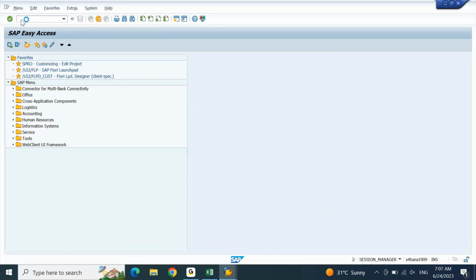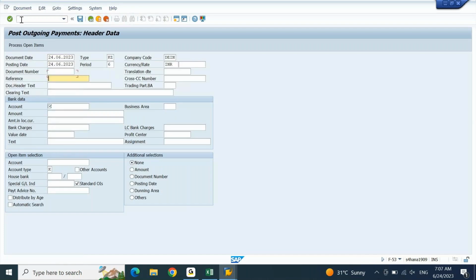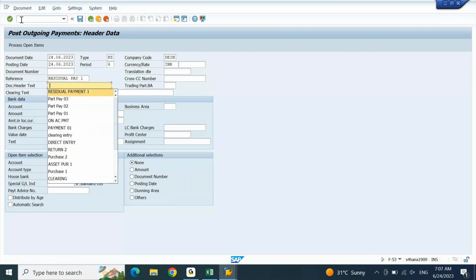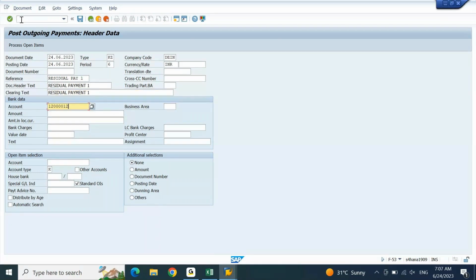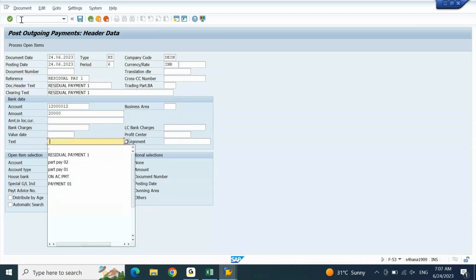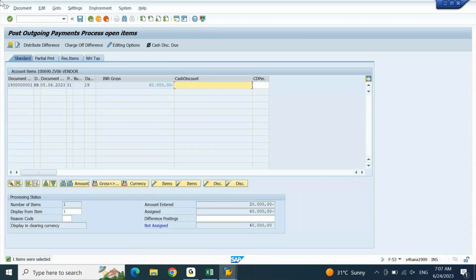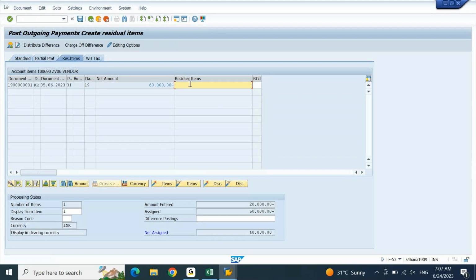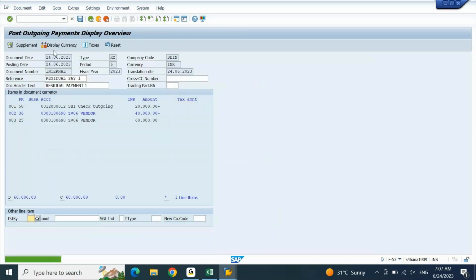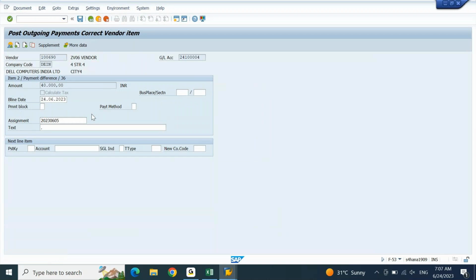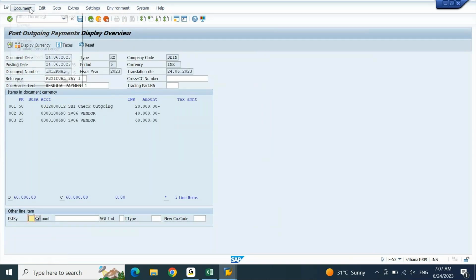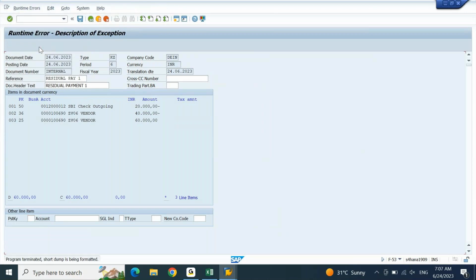F-53, KZ. Residual payment, amount 20,000. Put a profit center. This one, residual payment minus 40,000. Simulate. Simulate general ledger. Still it is the same error.